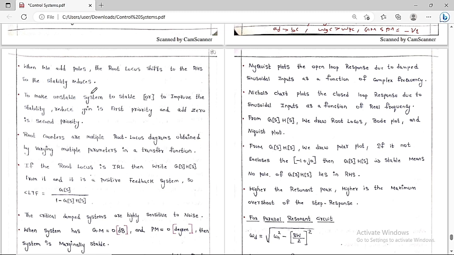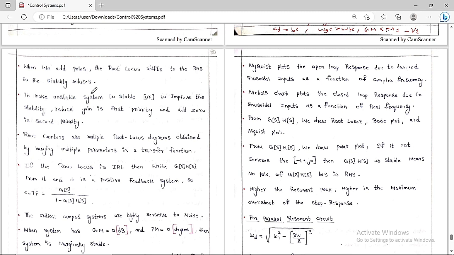So finally I can say in simple words, whenever you increase the gain, the root locus is going to shift to the right half of the S-plane, so therefore the stability will decrease. If you add the zeros, the root locus is going to shift to the left half of the S-plane, so therefore the system stability will increase. So finally, if you want to improve the stability of the system or make an unstable system stable, the first thing is to reduce the gain of the system, that is the first priority, and adding the zeros is the second priority. By these two ways we can improve the stability of the system.